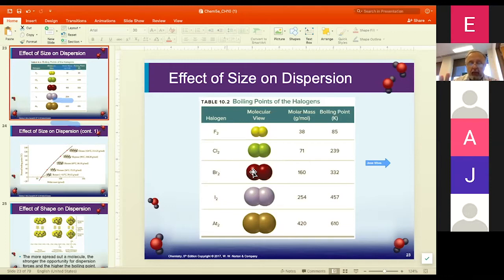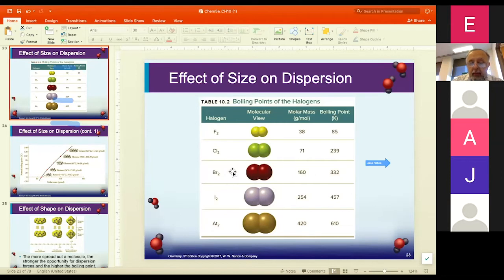Remember, just like when you play with magnets, the closer you put them together, the more they attract. So the outermost electrons of bromine are more attracted to the nucleus than the outermost electrons of iodine. And therefore, the intermolecular force is between one molecule of iodine and a second molecule of iodine. When the second molecule approaches this molecule, its nuclei are going to be able to distort this cloud more than a molecule of bromine interacting with another molecule of bromine.